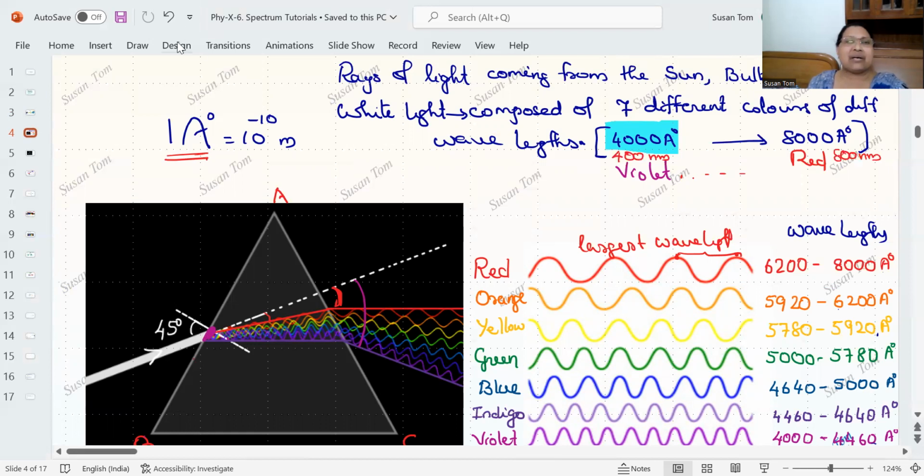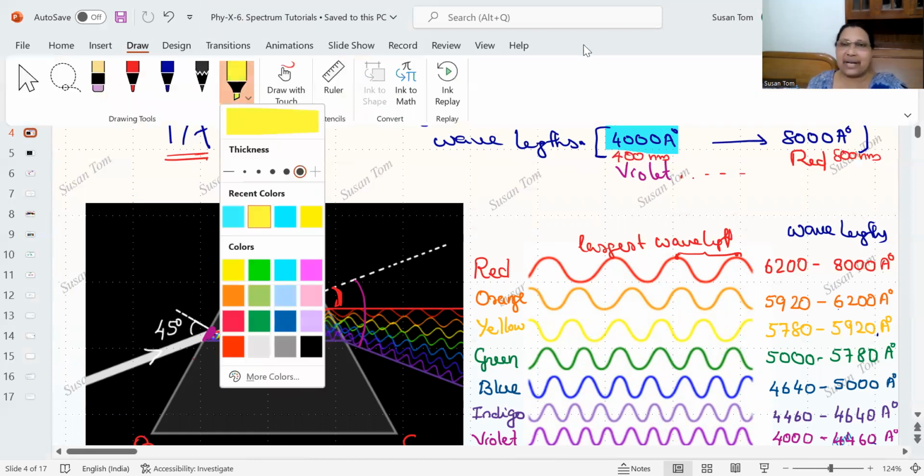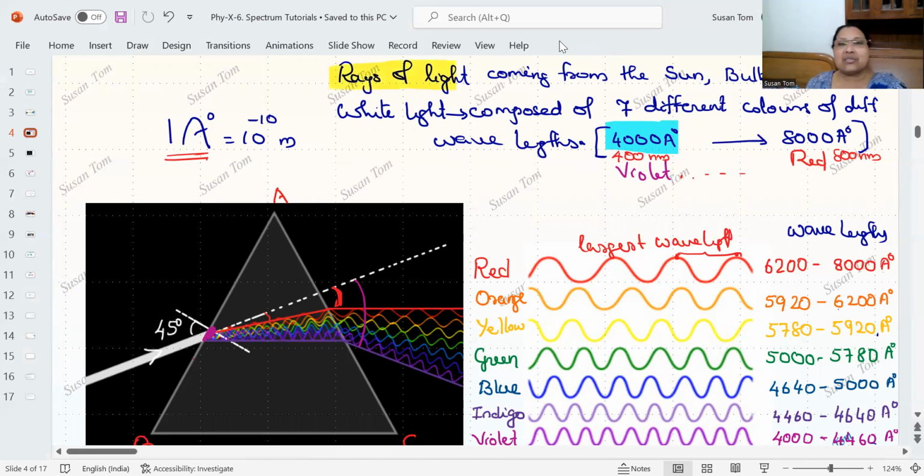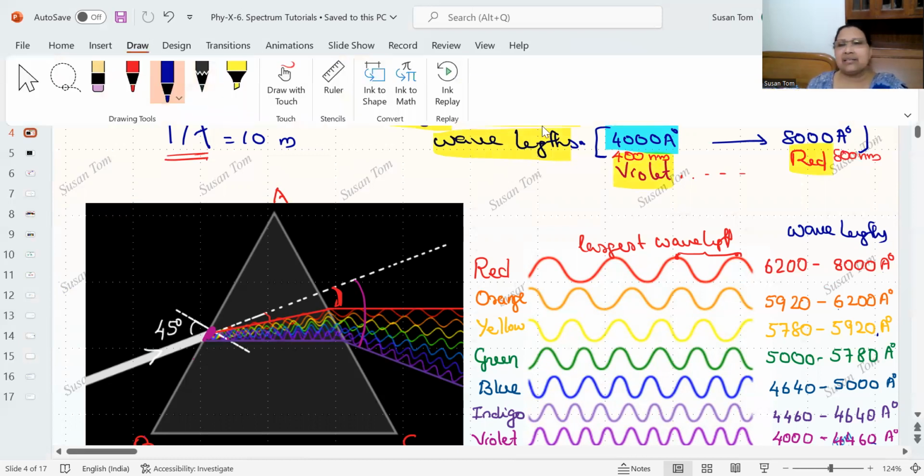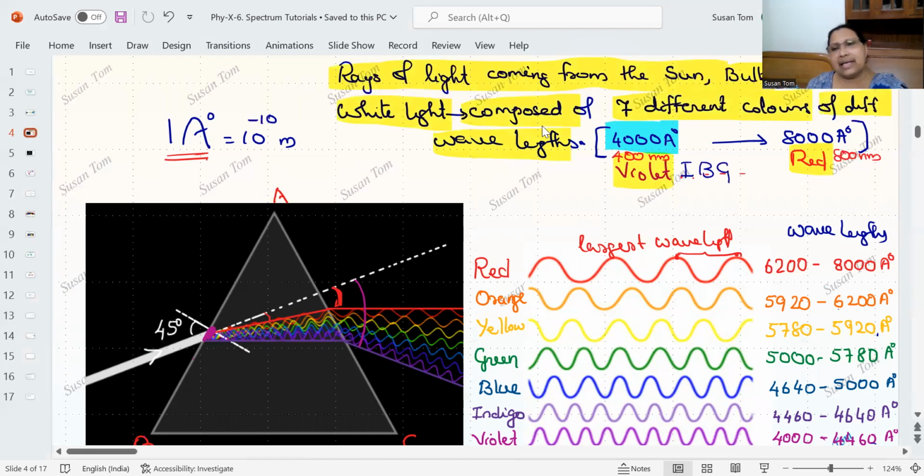Okay, so rays of light coming from the sun. First, let us discuss what is spectrum, then the deviation, why the spectrum is forming. Rays of light which are coming from the sun, an incandescent bulb, and stars, etc., are actually white light. They don't have any specific color. The white light is composed of 7 different colors of different wavelengths, starting from violet till red. In between are violet, indigo, blue, green, yellow, orange, and red. We call them VIBGYOR colors in short.